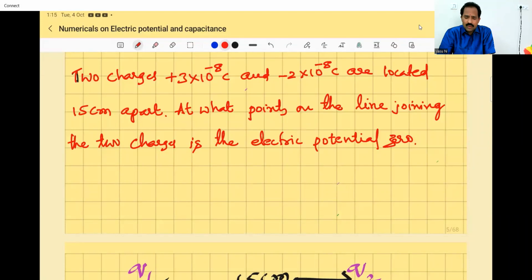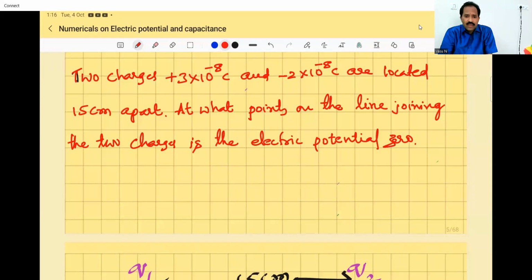Hi students, today let me solve some numericals on electric potential. Already in the previous videos I solved some problems on capacitance. Today let me solve some problems on electric potential which are more important in PUC board exams. Let me take up one problem.